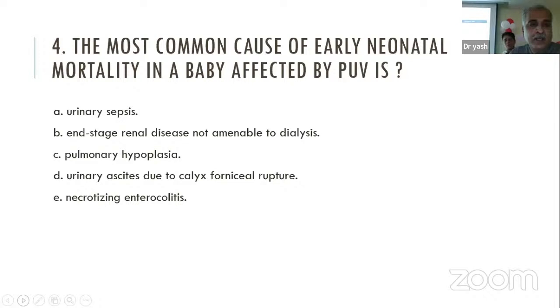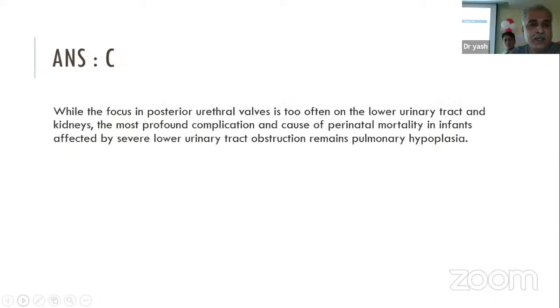So the focus in posterior valve is too often on the lower urinary tract. The most profound complication and cause of perinatal mortality in infants affected by severe lower urinary tract obstruction remains pulmonary hypoplasia, and that's the commonest cause for mortality. Fetal intervention for obstructive uropathy secondary to posterior valve.